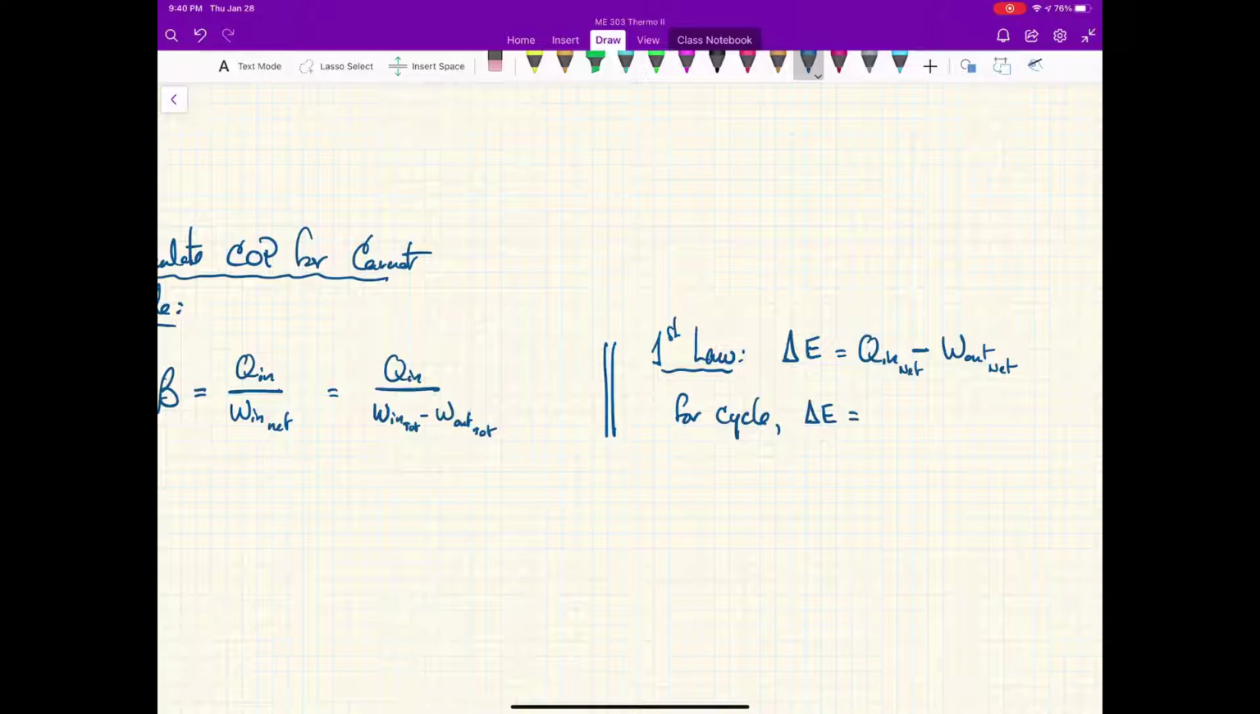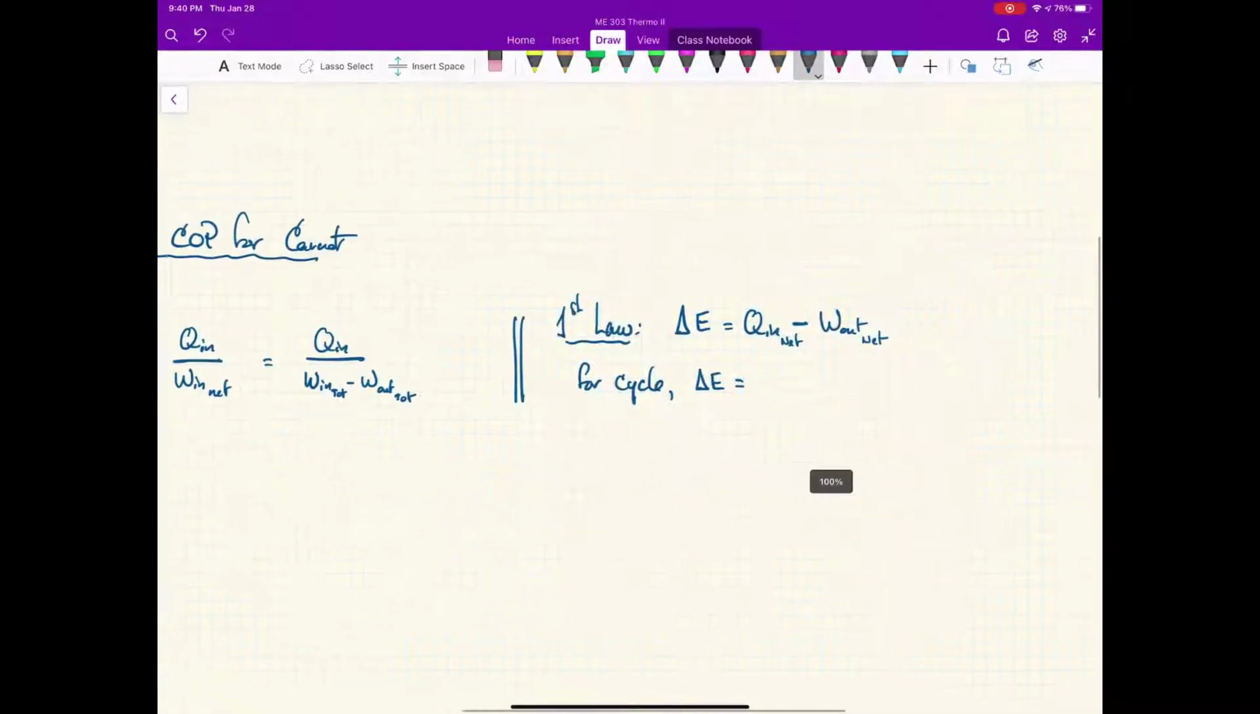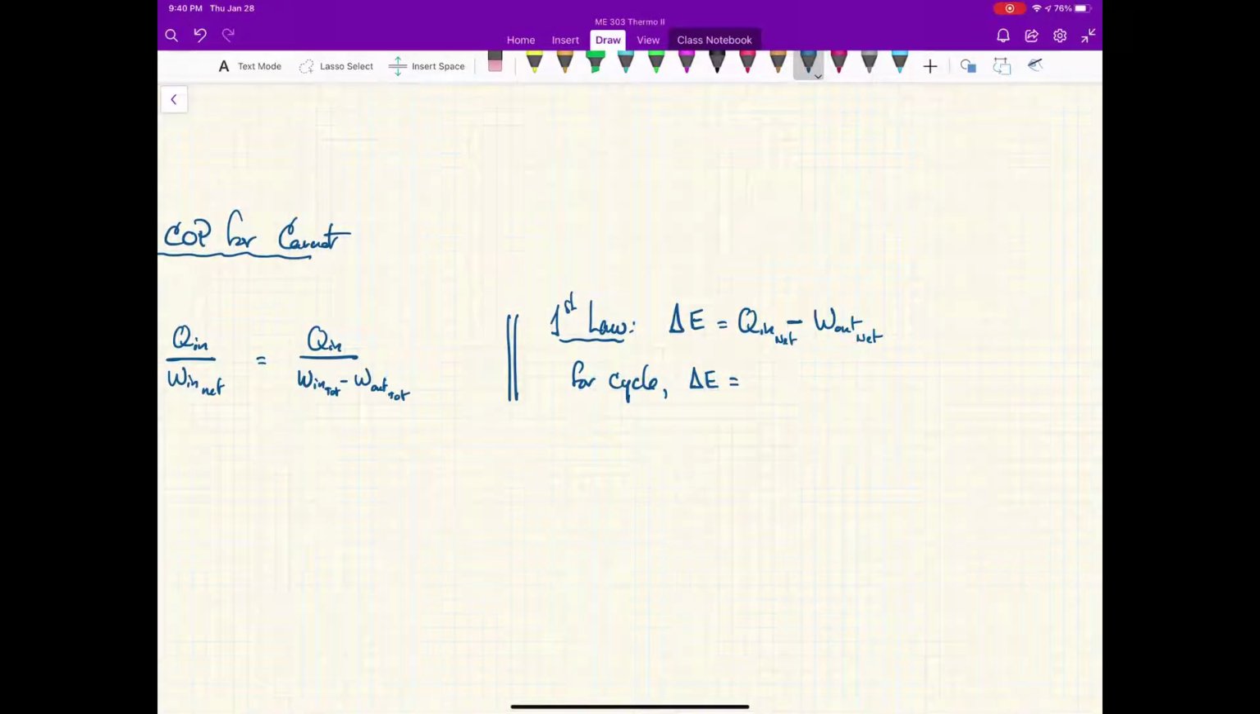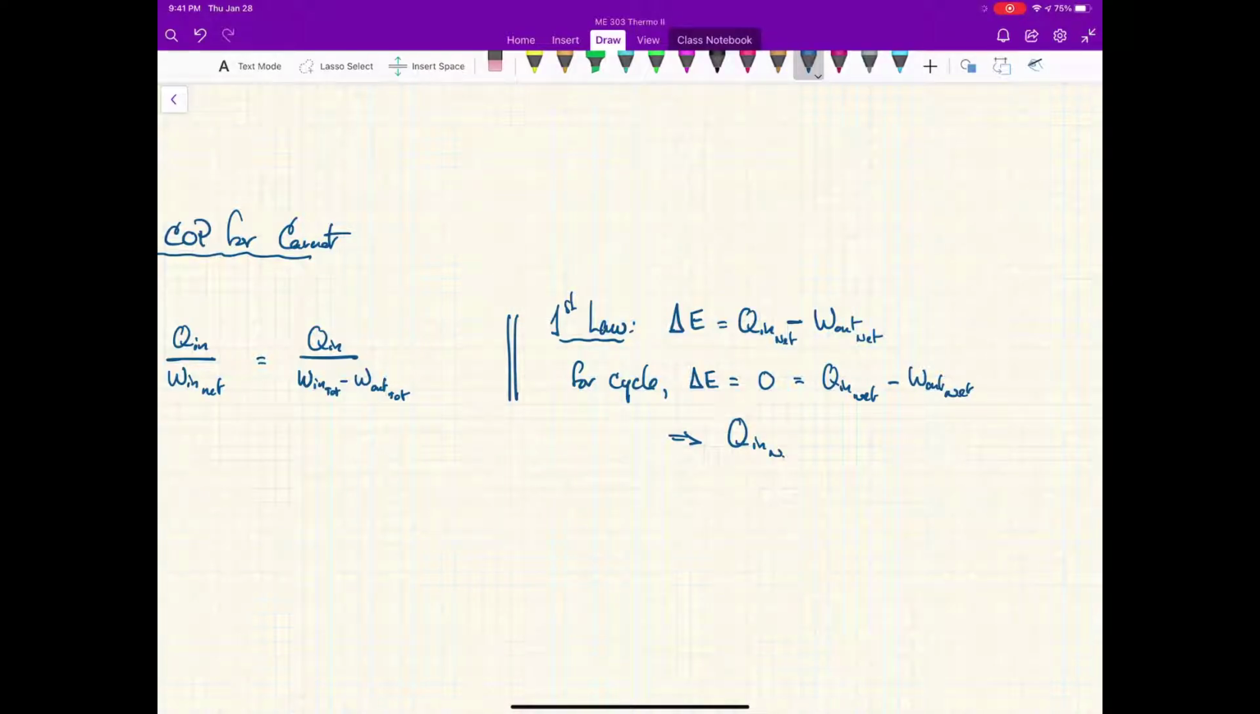The thermal energy, kinetic energy, and potential energy, which typically on a cycle like this would be negligible, but the thermal energy certainly isn't. That would be U. It comes back to its original point, so therefore delta E is equal to 0. And so that means that's equal to Q in net minus work out net. And so that means that Q in net is equal to work out net.